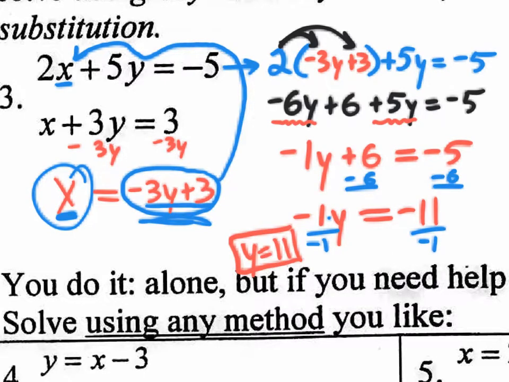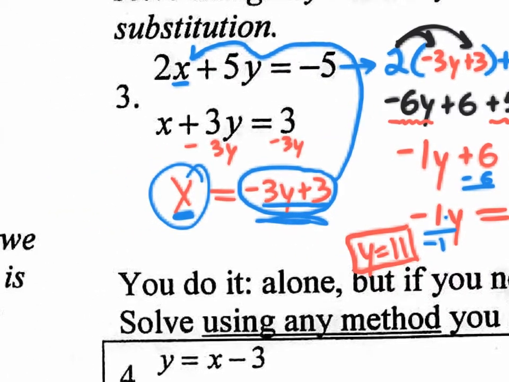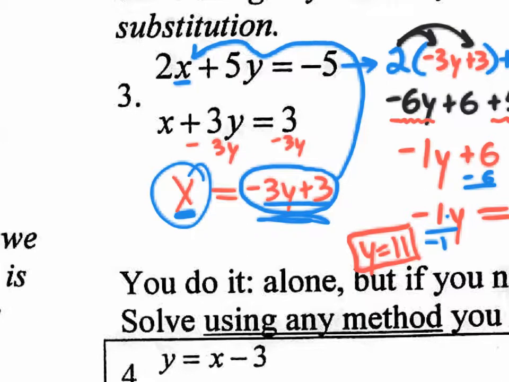Positive 11. Now, I have my y, I need my x. Again, remember, an answer to a system is both the x and the y. So far I just have the 11. I need this missing x value. So I have half of my answer. How do I find the other answer? You simply plug it back in. Plug it back in where? You've already used both of them.